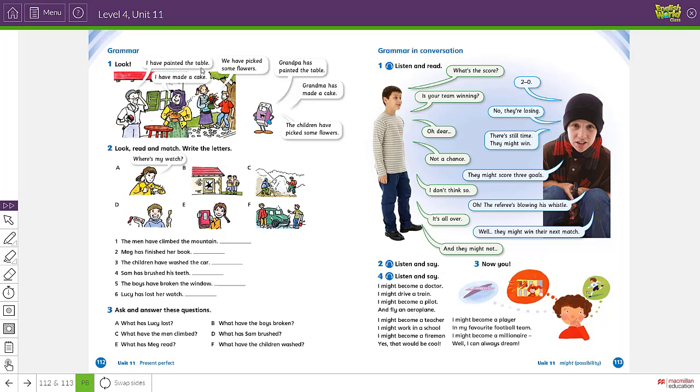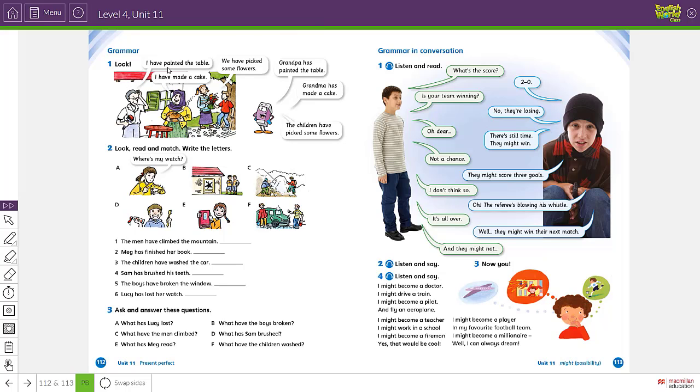Look at the picture on page 112. Look at Granddad, and look at the bubble. I have painted the table. I have painted the table. What's the tense of this sentence? Excellent. This is present perfect. How did you know this is present perfect?